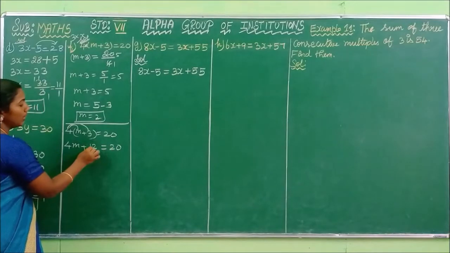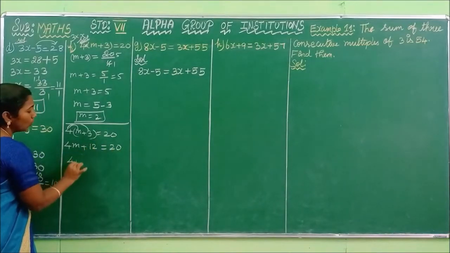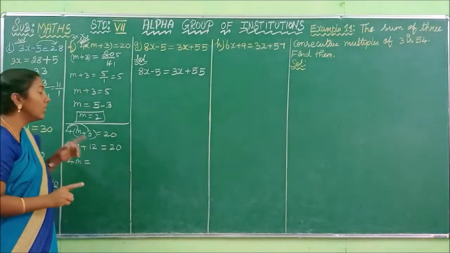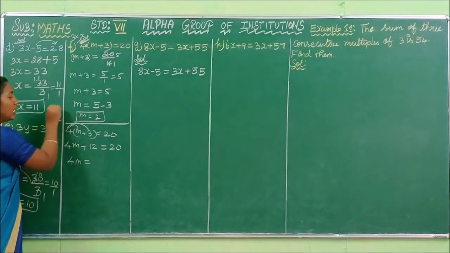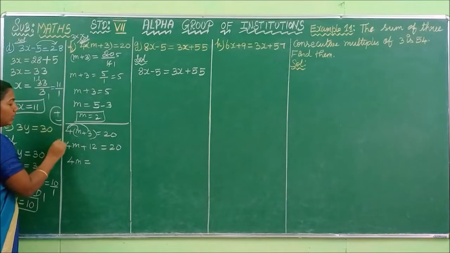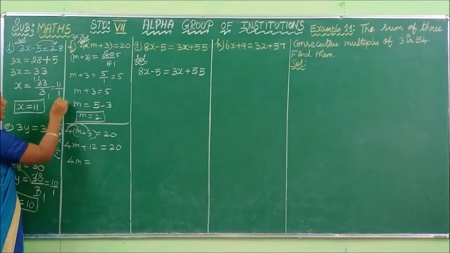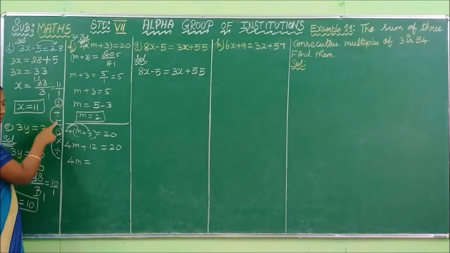Okay. Next you have to bring this 12 to RHS. 4m equal to, because as I already told, you have to first bring the terms which are in addition and subtraction. Next you have to bring the terms which are in multiplication and division. This is second. First you have to bring the terms which are in addition and subtraction.